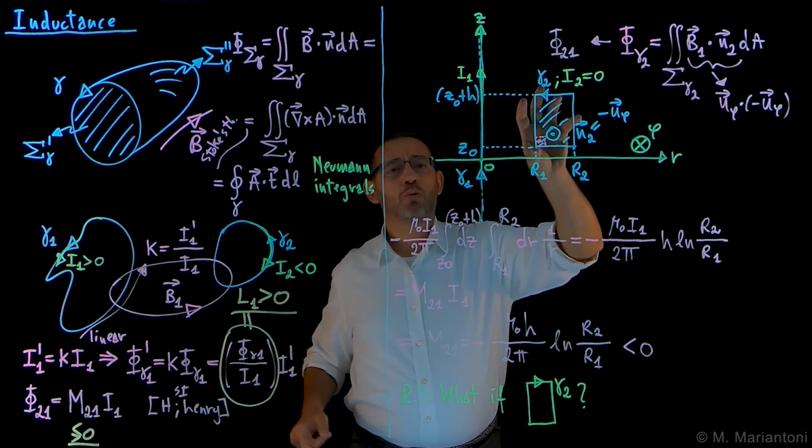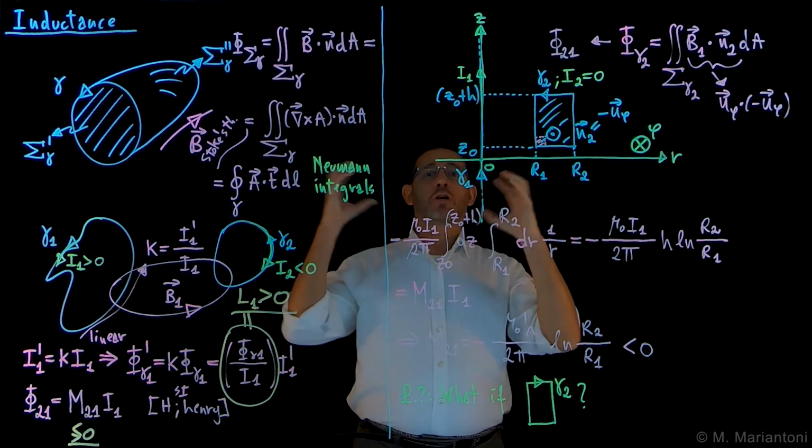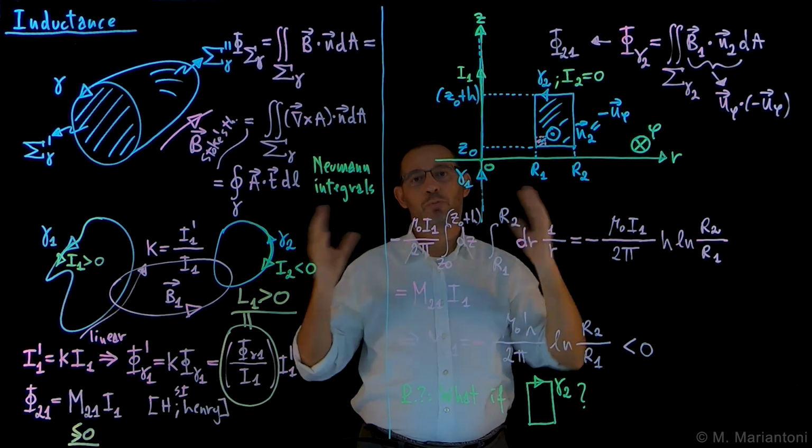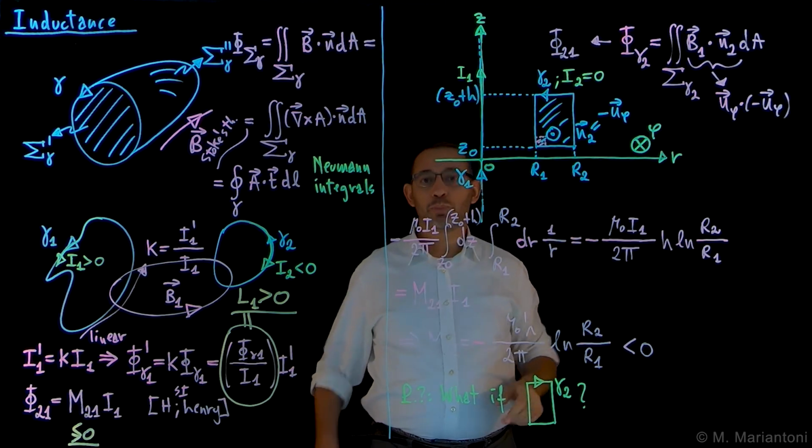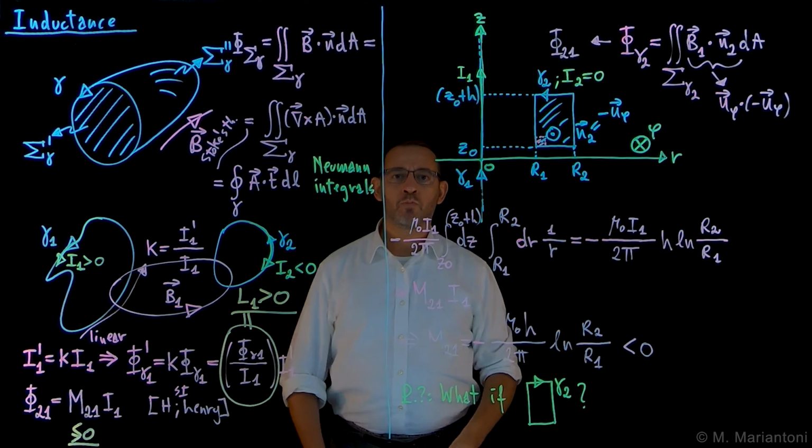Now, if this was one loop of a toroidal solenoid, you would also need to multiply times all the loops to find the overall mutual inductance, so it would be multiplied by N, being the number of loops, as we've seen in 242. That's it.